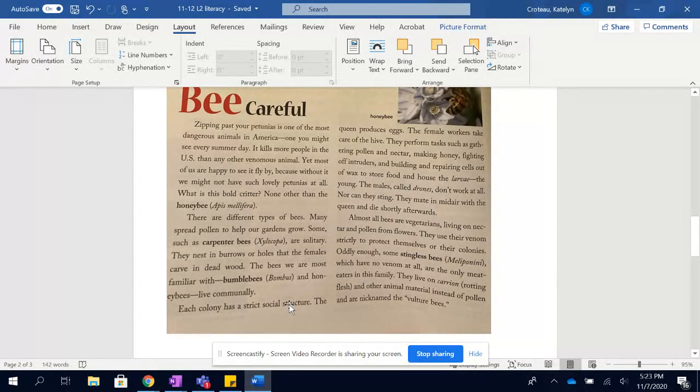Each colony has a strict social structure. The queen produces eggs. The female workers take care of the hive. They perform tasks such as gathering pollen and nectar, making honey, fighting off intruders, and building and repairing cells out of wax to store food and house larvae, the young.